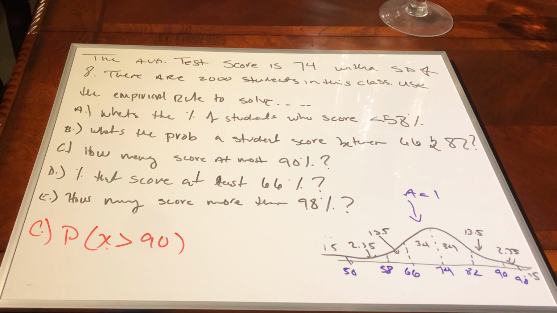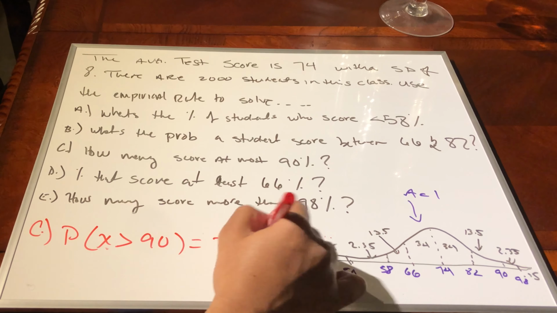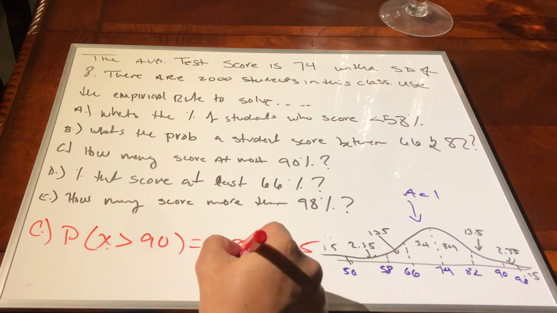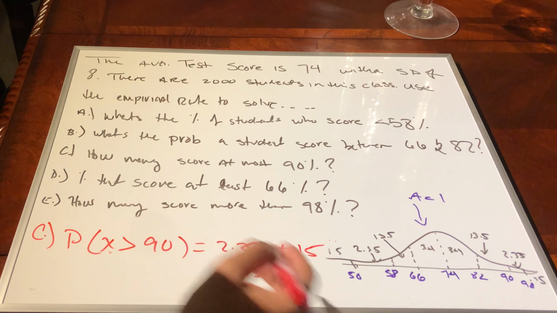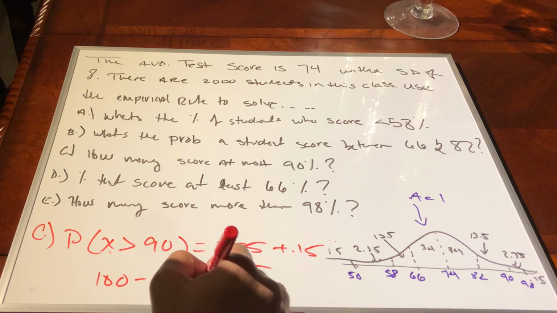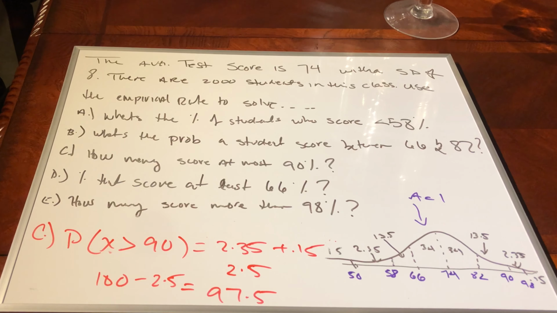But you're not done there. You're going to take 2.35 plus 0.15, which is here. These are the outliers. So everything that's greater than 90% is 2.35, and then the outlier of 0.15, which gives you 2.5. What you're going to do is take the 2.5% and subtract that from 100. So 100 minus 2.5 equals 97.5. So you still get the same answer regardless.